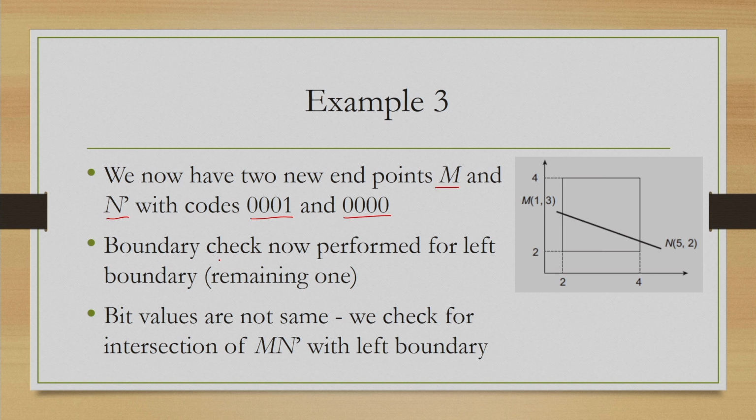Now, earlier we checked for above, below and right boundary; left boundary check was pending. We will do that next. Here if we check, we can see that for the left boundary the bit values are not same. That means again there is an intersection with the left boundary, and we check for that intersection point between the left boundary and the new line segment given by the endpoints m and n dashed.